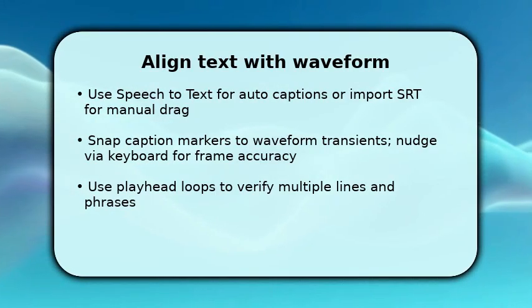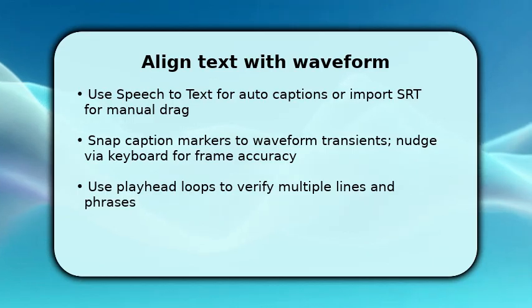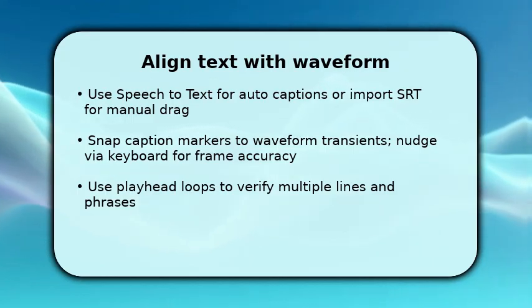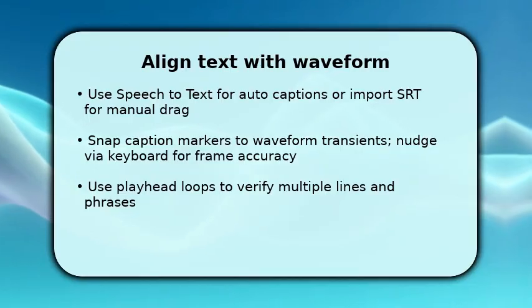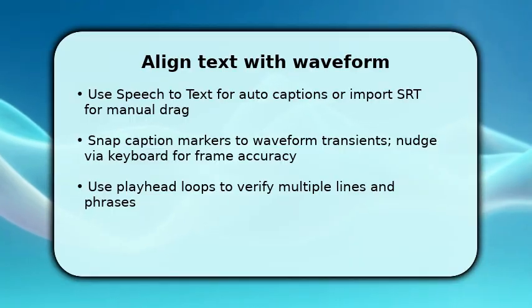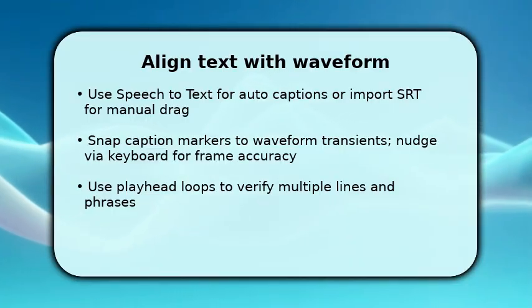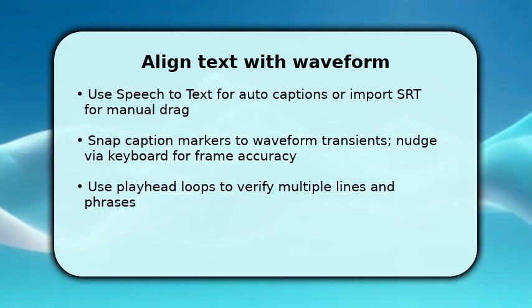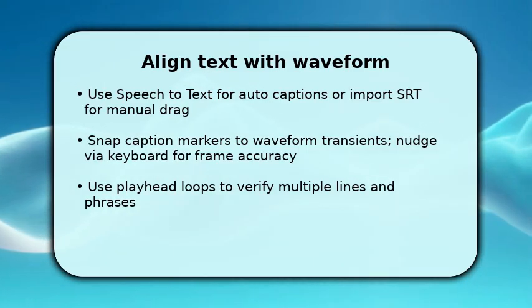Next, you align the words to sound. If you use speech-to-text, generate captions and review their timing. If you imported SRT, drag each caption segment to the approximate transient and snap to it. Make fine adjustments with keyboard nudges, one frame at a time, so consonants hit onsets. Use loop playback over tricky phrases and reduce playback speed to confirm alignment.